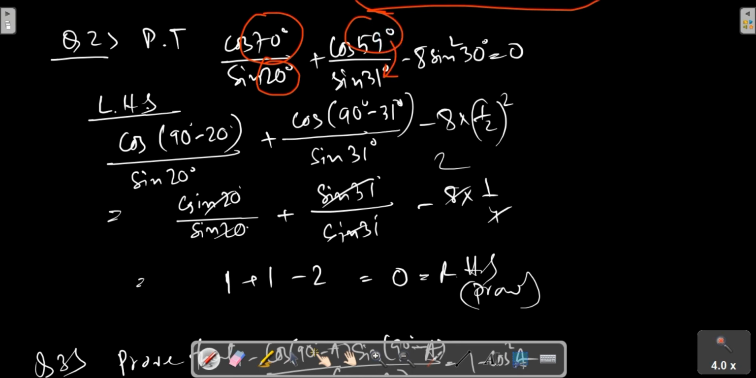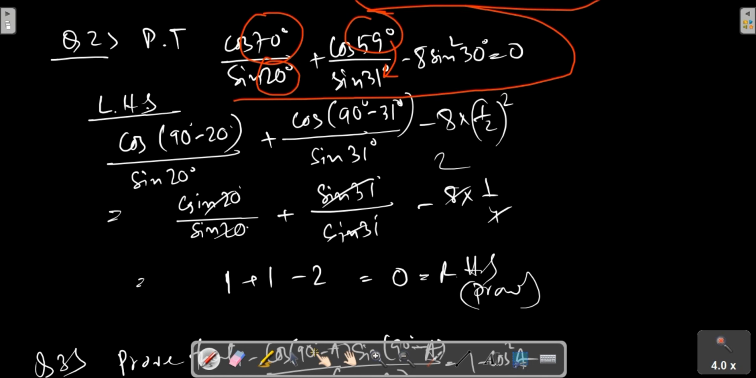Actually here they have asked to prove that this expression is equal to 0. Let's find out. Sin 30, you know the value. There was a value chart that sin 30 is half. So sin square 30 means half square, and half square is 1 by 4.